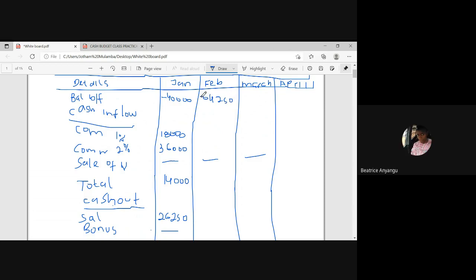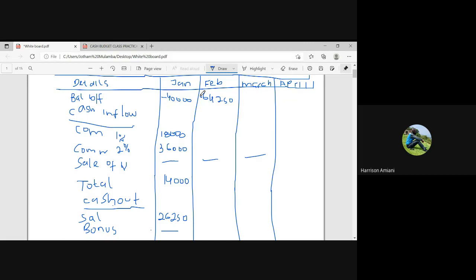Mwalimu, a minute. One person at a time. I want to ask a question under cash outflow and the total. What have you added to get 78,250? We have added the total cash outflow, all of it. Okay, thank you. The other person who had a question?